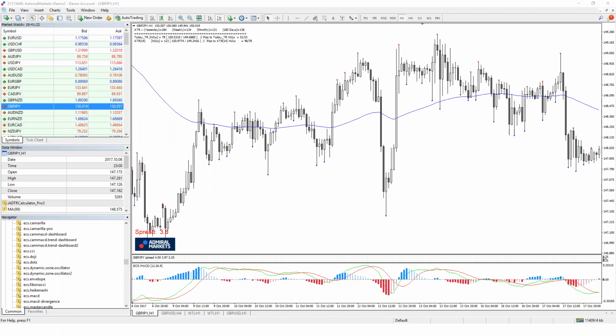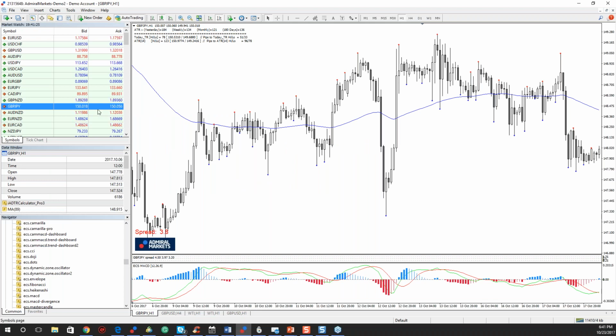The question: can I show the euro yen? Yes. And does my analysis work on stock indexes? Yes, of course. Camarilla analysis works in all financial markets.